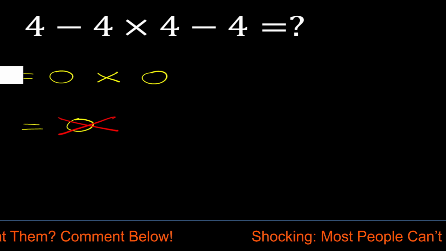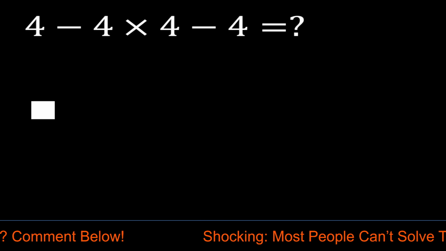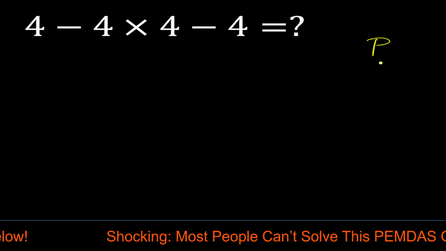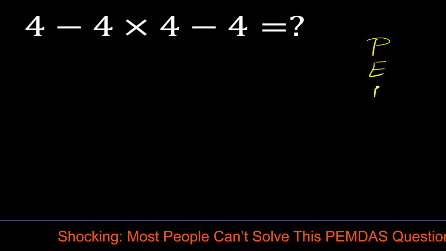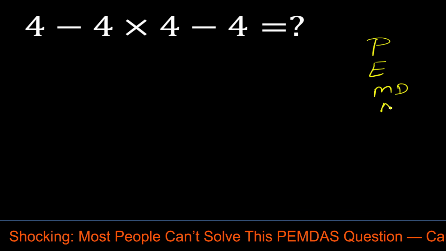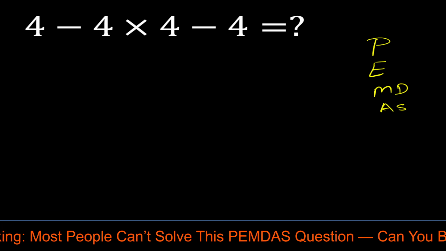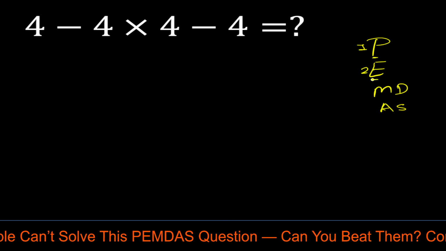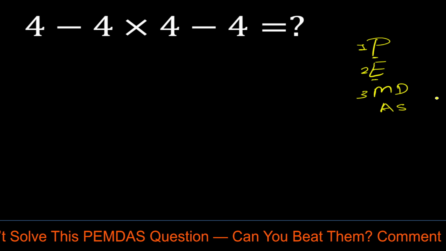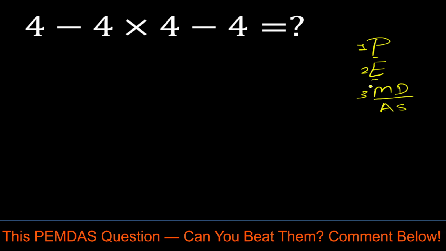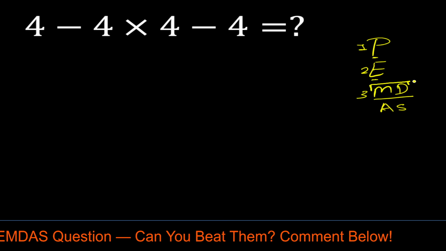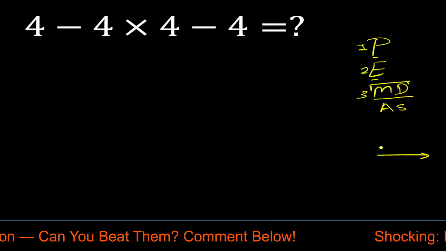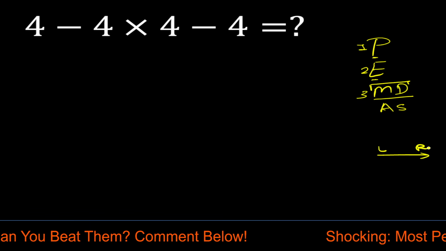So now let's solve this problem correctly by using a PEMDAS rule, right? So PEMDAS, P-E-M-D-A-S. According to PEMDAS rule, first priority is parenthesis, then second priority is exponents, then third priority is multiplication and division. Here multiplication and division both have equal priority. So we have to solve it from left to right.